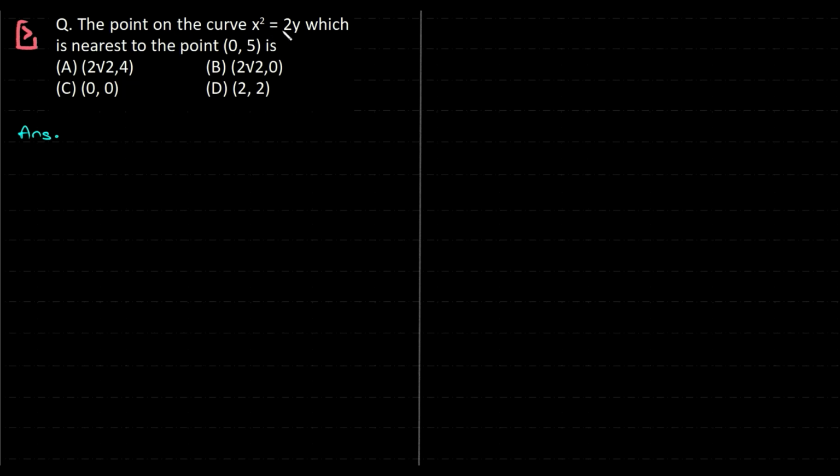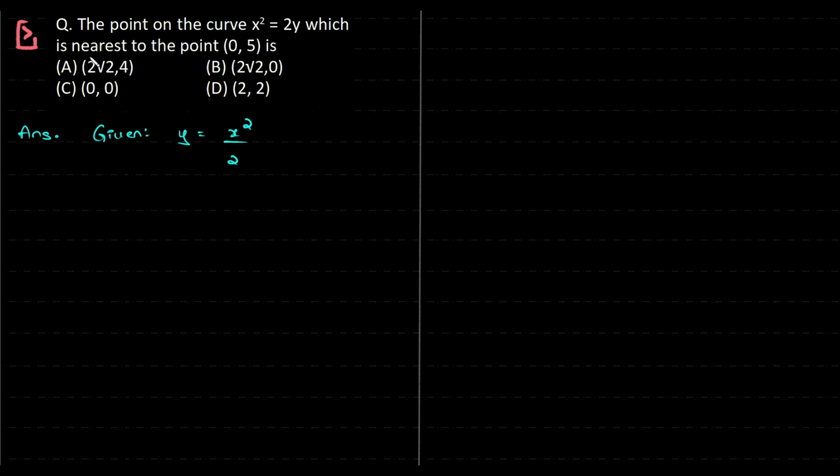The point on the curve x square is equal to y, which is nearest to the point (0, 5), is... I'll consider this question to be a 2 or 3 mark question, and I'll try to answer it. So we have been given y is equal to x square by 2. We know that y is equal to x square is a smiley face curve, so the by 2 will just flatten the smiley face, nothing else.